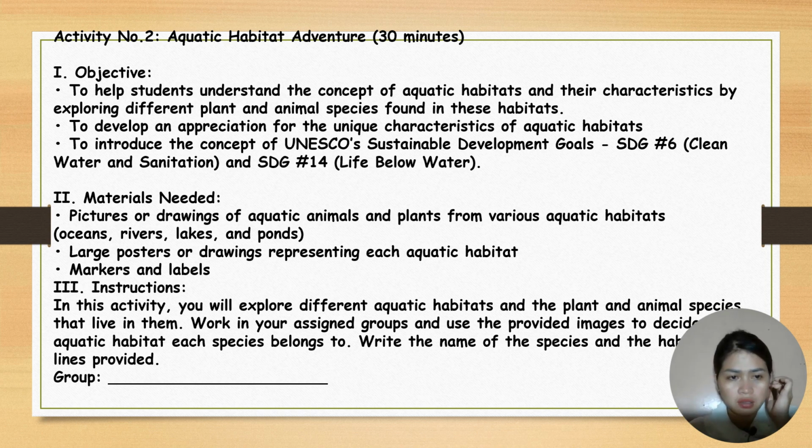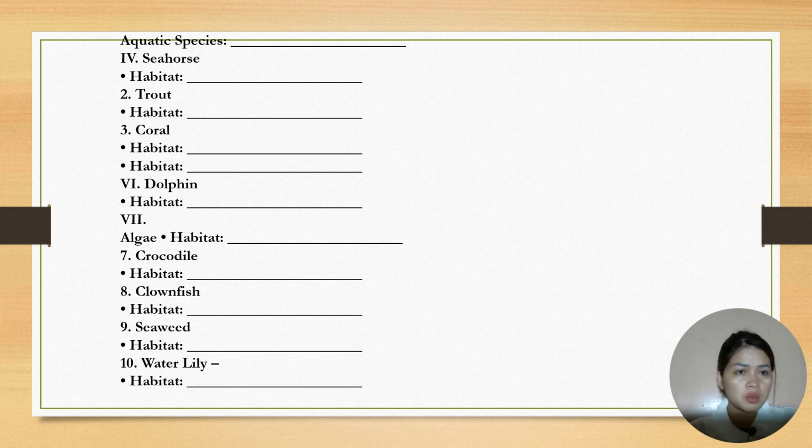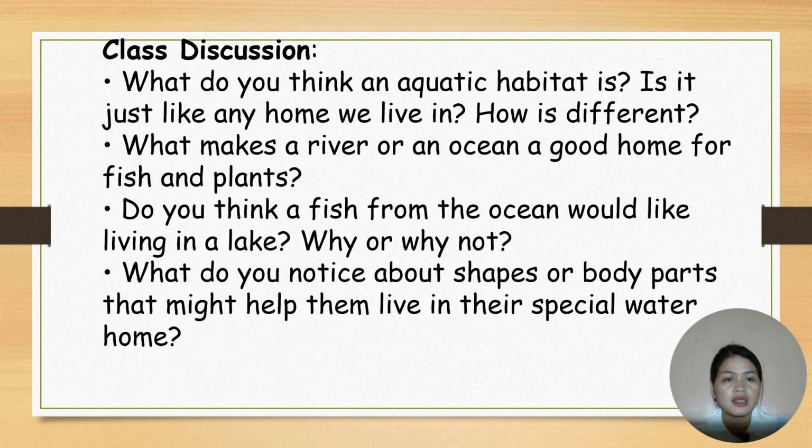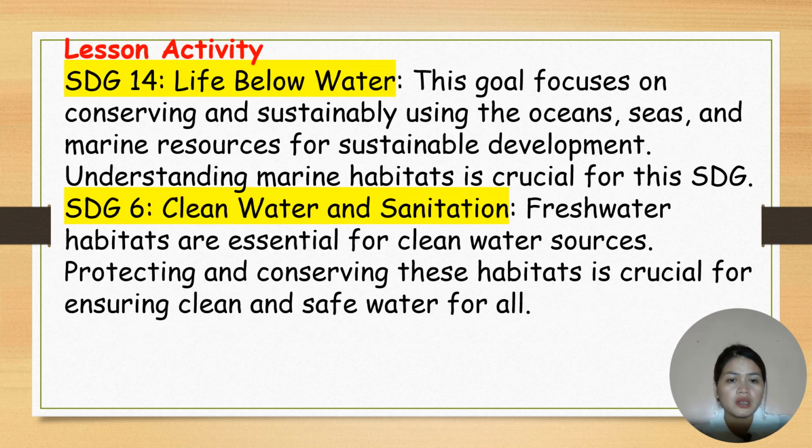So here, I will just group you into 4. Present the classification to the class. So the slide that I mentioned. Place the picture on the corresponding habitat post and use markers and labels to identify and describe its species.